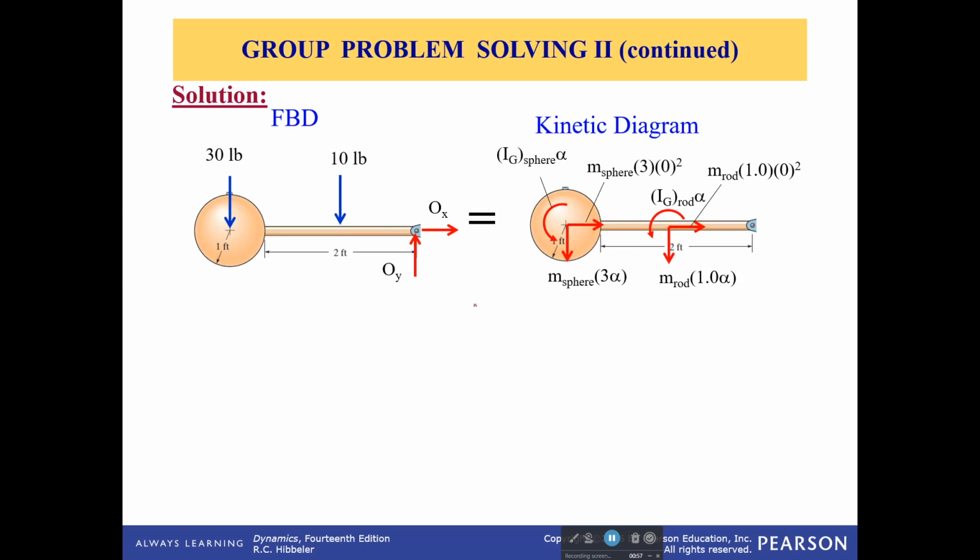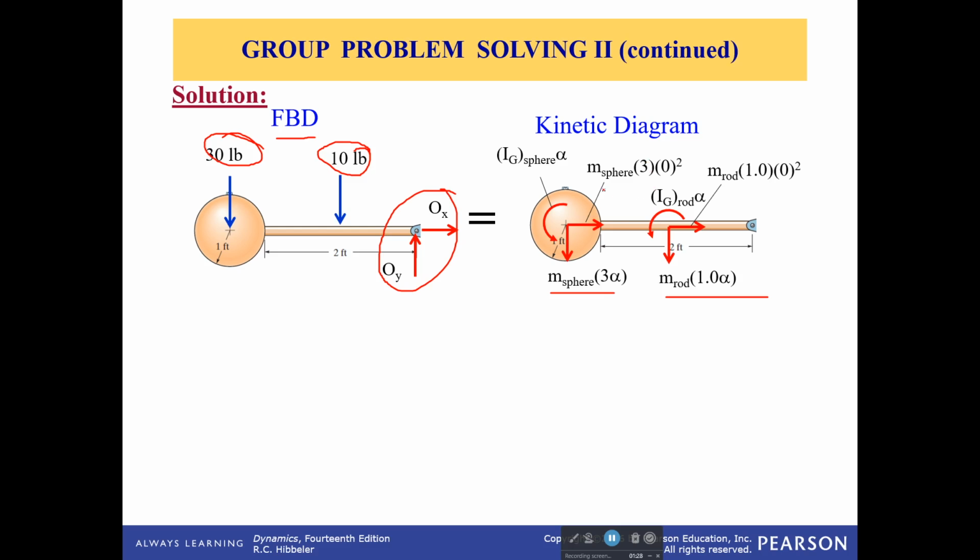Now, if you look right here, what we see is we've got a free body diagram. We have the weight of the sphere, we have the weight of the rod, and we have these reaction forces. Now, the weight of the sphere and the rod are going to cause an acceleration. Interesting thing, though, is that there's going to be an acceleration for the sphere and an acceleration for the rod. And they're going to have the same angular acceleration, but will they have the same linear acceleration?